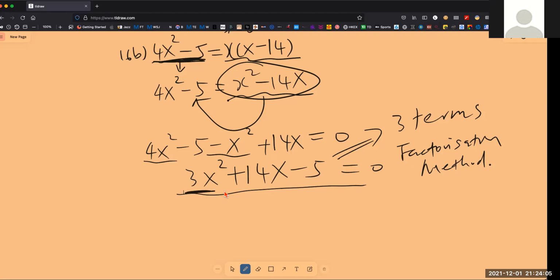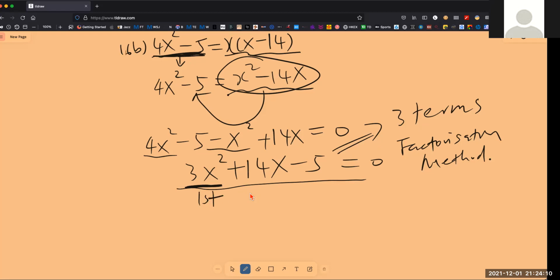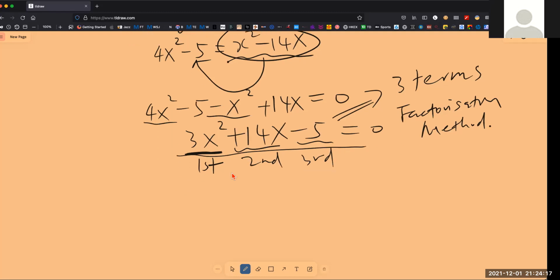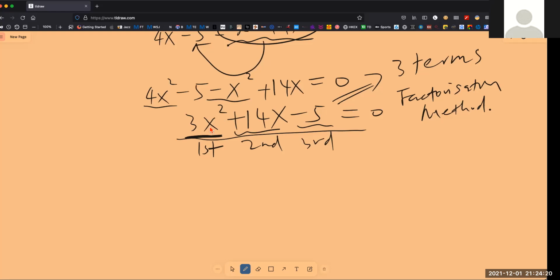How do you get 3x squared? What is the combination that you can get 3x squared? So let's do it one by one. First term, second term, third term. How do you get the first term? 3x times x. Very good. So you can have 3x times x. All right. So now let's tackle the third term. How do you get -5? What's the combination? 1 and -5.